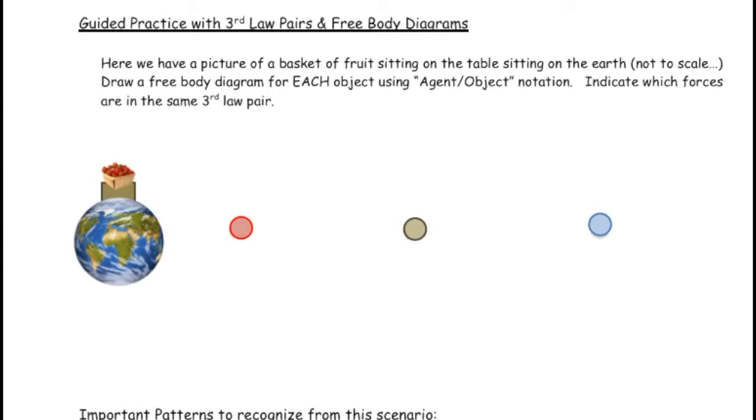First of all, we should be able to recognize that if these objects are just sitting still, none of them are changing speed or direction. That does not necessarily mean that there are no forces acting on them, but it does mean that the total force on each object adds up to 0.